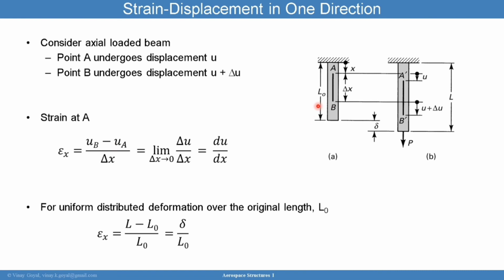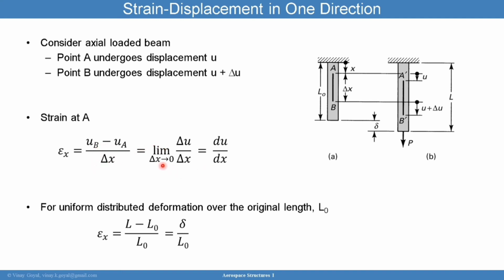minus UA. And so when I look at that, I get delta U divided by delta X. So U plus delta U minus U gives you delta U. And delta U divided by delta X gives you the strain at point A. Basically, if this is the undeformed length, delta X, this is the change in length of that line divided by that original length.